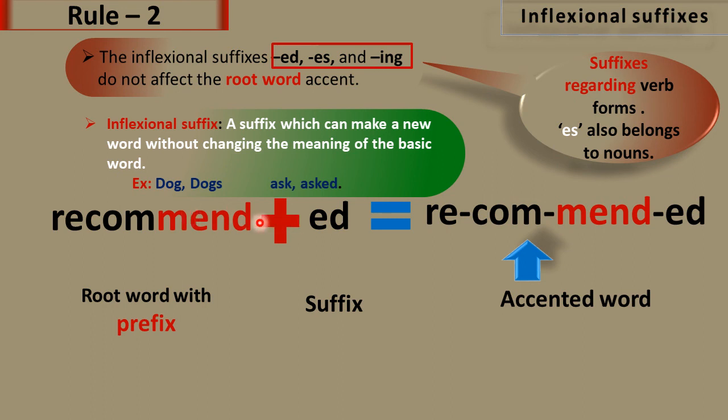So from this, what we have to understand is an inflectional suffix, -ed or -es or -ing, cannot affect the root word's stress, and the root word stress cannot be changed. But here you have to note one important thing: see here, there are two prefixes in the root word. One is re and the second one is com.